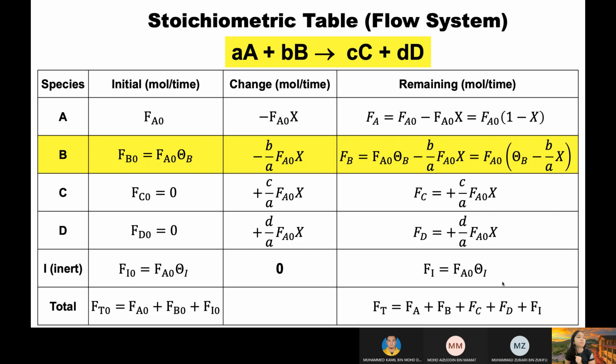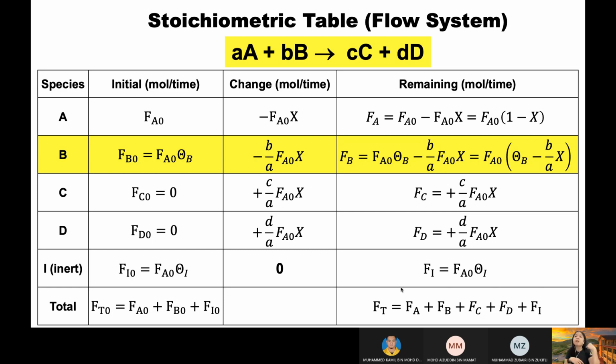And then lastly, the last row, FT. So FT is the total remaining molar flow rate. Okay, so kita tahu total molar flow rate initial. Kita pun akan tahu total molar flow rate remaining after the reaction has taken place. So tu konsep dia dulu, apa dalam table tu.